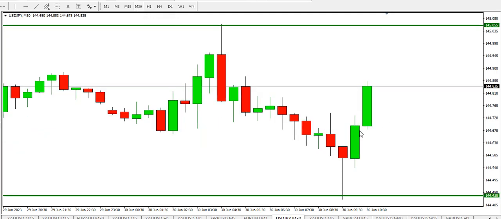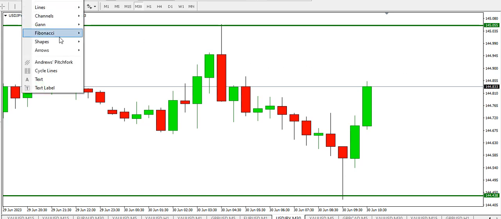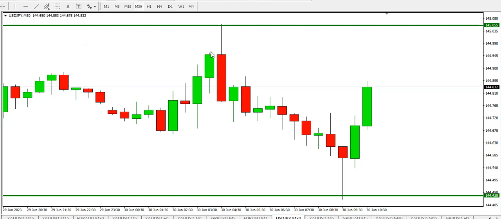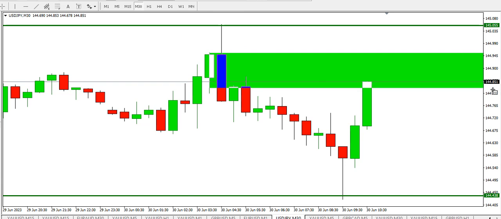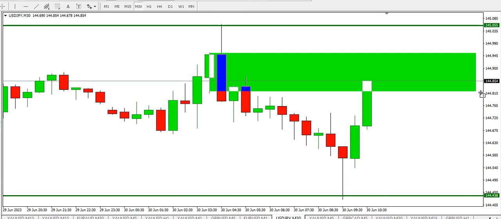Look at the buyer stepping in, pushing price to this particular level. We have this order block, okay, that might serve as resistance to price. You might want to wait for price to break and close above this particular order block before you can decide to buy USDJPY.